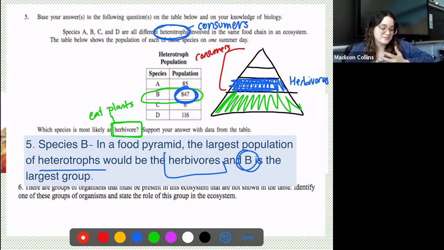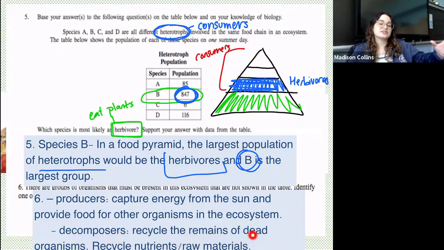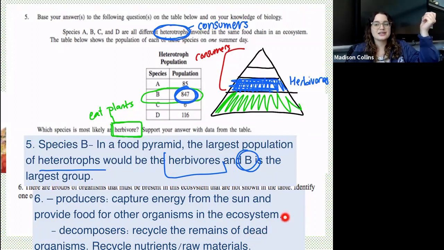You could have said producers, right? Producers are going to be found down here at our bottom level of the energy pyramid. And these are those plants that are going to capture energy from the sun and provide food for other organisms in the ecosystem. So they are, through the process of photosynthesis, converting that light or solar energy into chemical energy that we can use.